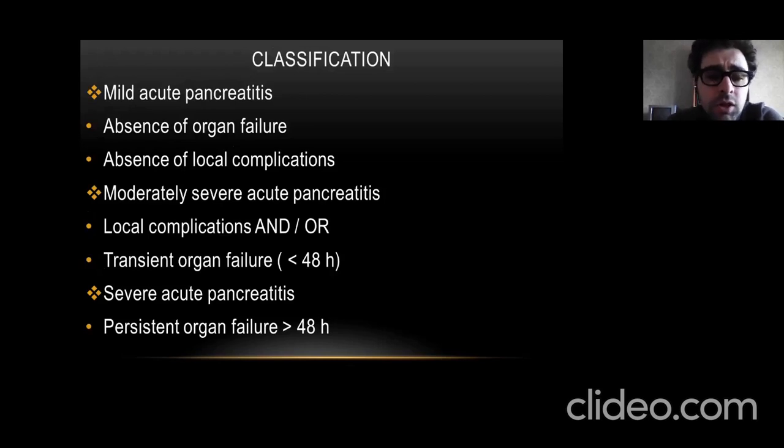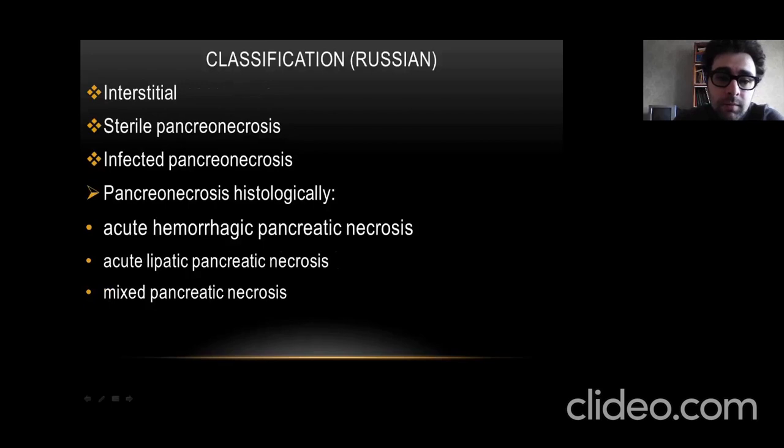Classification is very simple. Acute pancreatitis is divided into mild, moderately severe, and severe. Mild: absence of organ failure and local complications. Moderately severe: local complications and or transient organ failure. And severe: persistent organ failure.